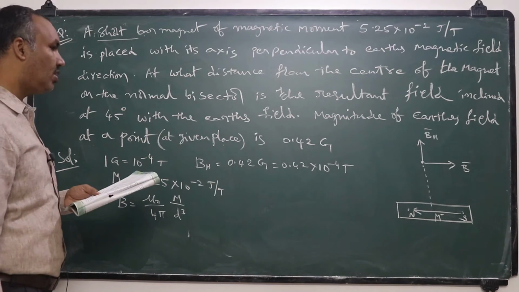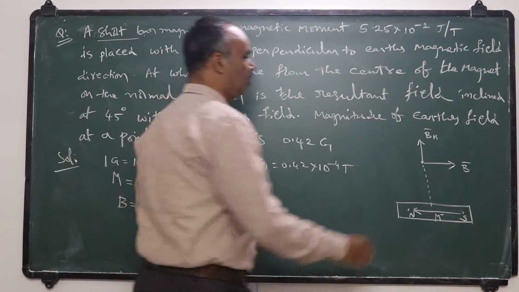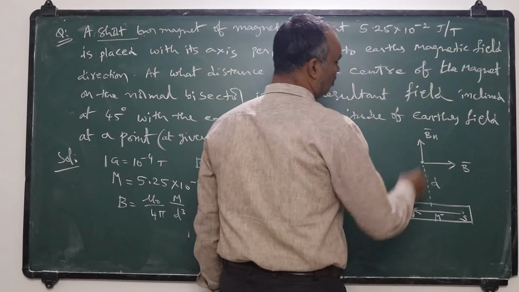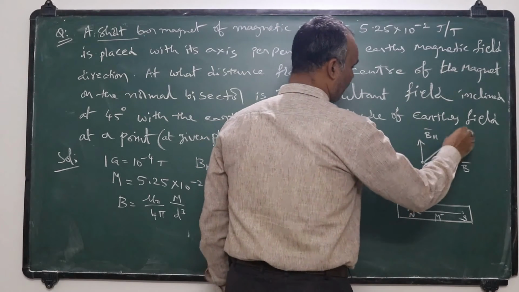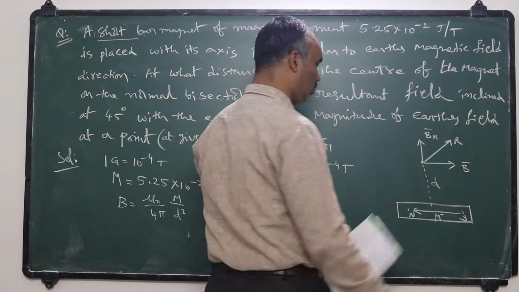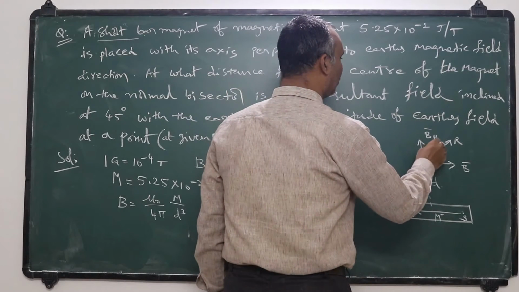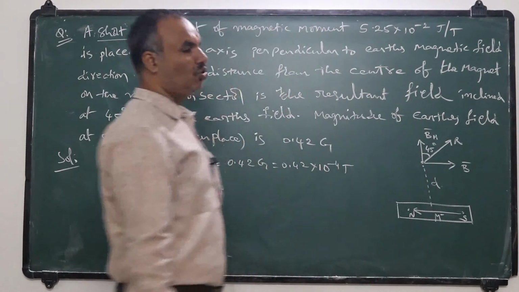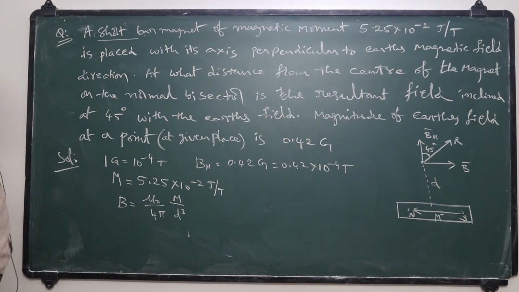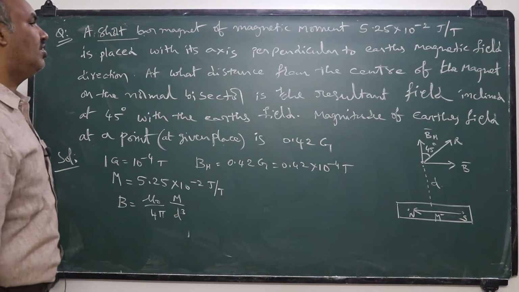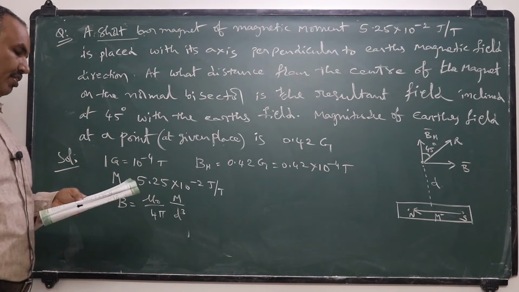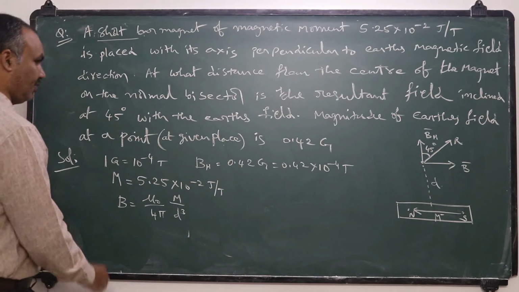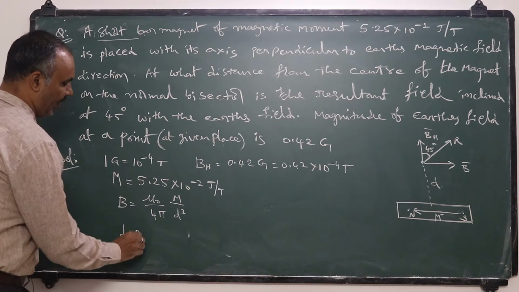at what distance will the resultant of these two, let it be R, make 45 degrees with the earth's magnetic field? That is the question. The resultant of these two should make 45 degrees with the earth's magnetic field. We need to find the distance. What is the value of d?